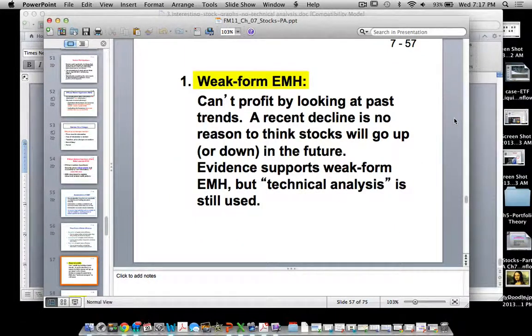I've already talked about this. You can read this. Can't profit by looking at past trends. That's what weak form says. So at least do not disagree with the weak form of market efficiency. And at least one thing you should take away from 651 is do not value a stock, a market, a sector, or an ETF by its position on a price graph.